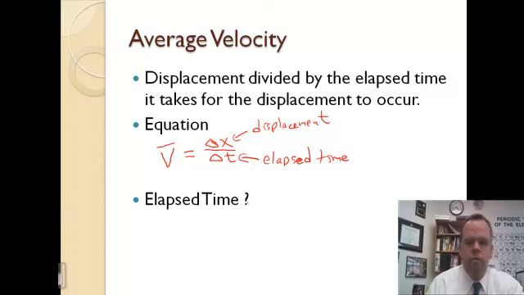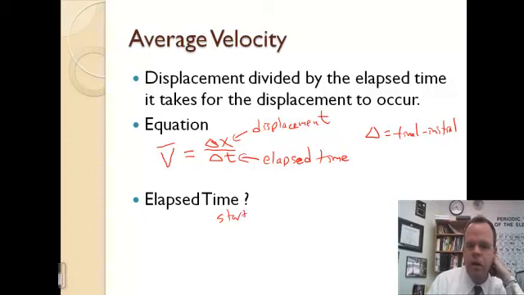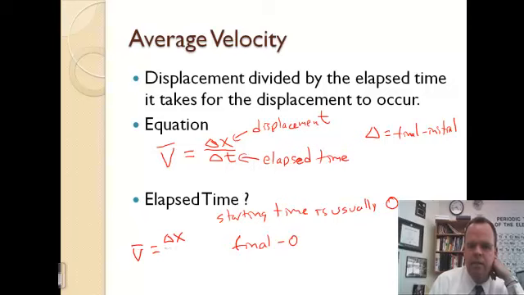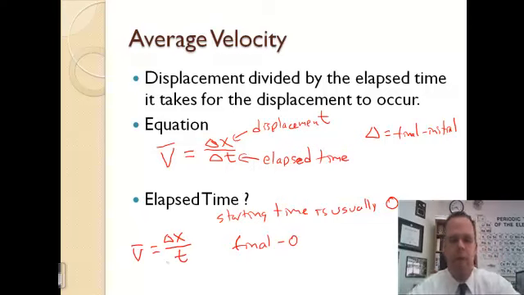Now, elapsed time here, most of the time, anytime you have delta, it's always going to be the final value minus the initial. In most cases with time, our starting time is usually 0. So when we do final minus 0, it's the same thing as the final. So a lot of times you will just end up solving this, the average equals displacement over time. It is an elapsed time, so if you're not starting at 0, you need to subtract the final time minus the initial time.